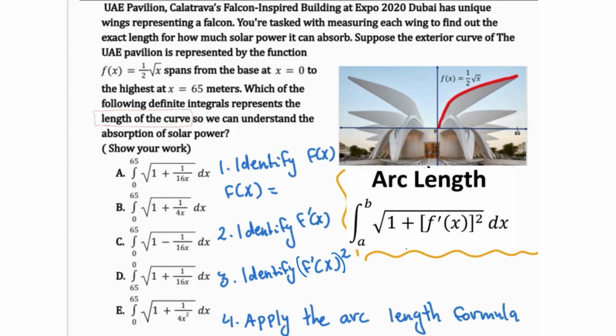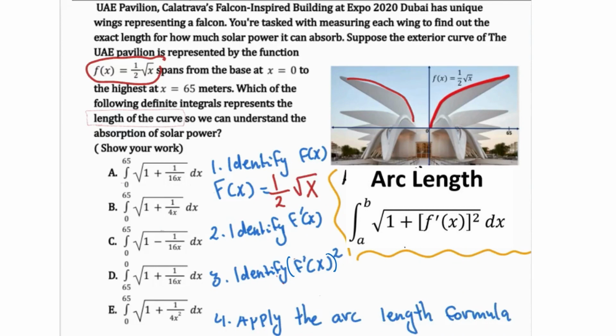The first step is to identify f of x. F of x is given. As we can see here in the question, f of x is equal 1 over 2 radical x. So we will write it as it is. So f of x equal 1 over 2 radical x.